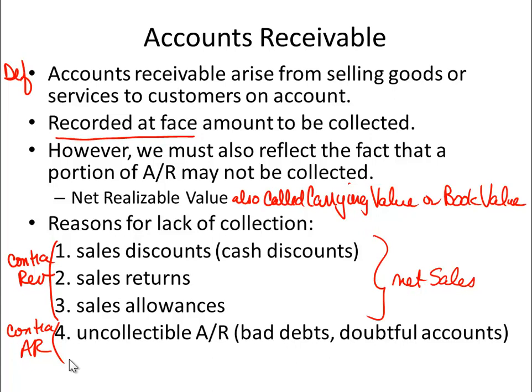There may be returns from the customer, or you may give the customer certain allowances. All of these three are contra revenue accounts because we do want to track what makes our revenue go down, and so those are deducted out when we come up with the amount called net sales, or the amount of sales that stuck with those customers. Another reason for lack of collection is the customer may not pay, and those are called uncollectible accounts receivable, doubtful accounts, or just plain old bad debts. So those are other reasons.